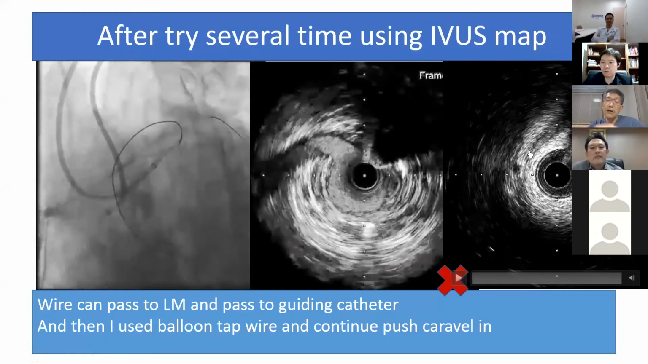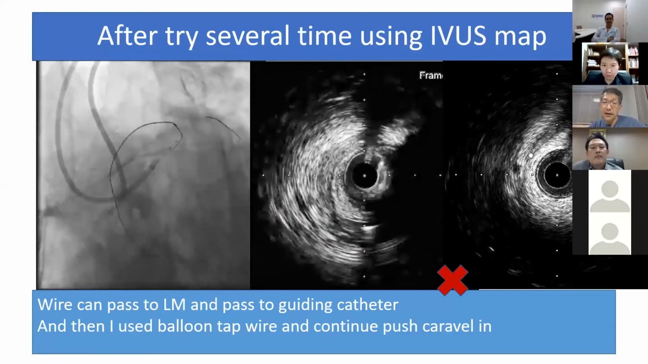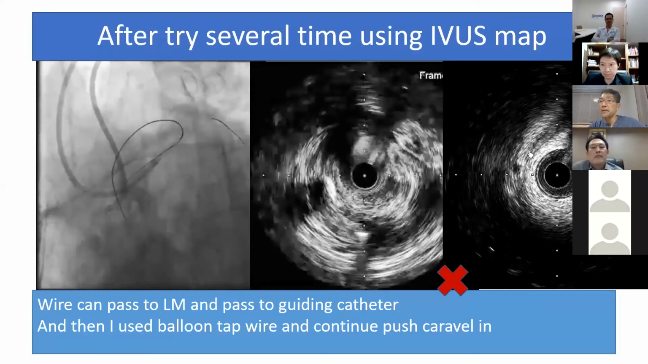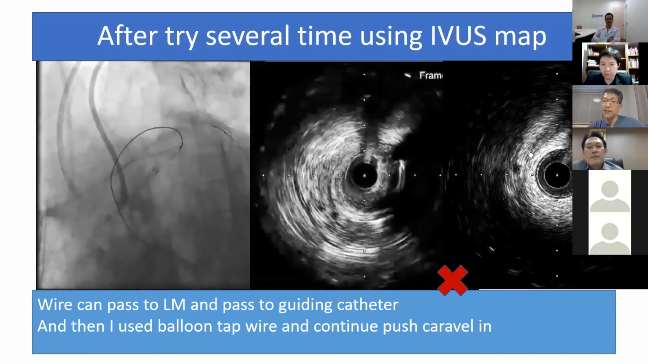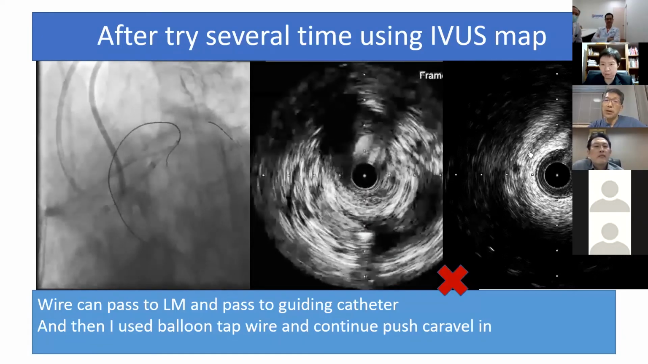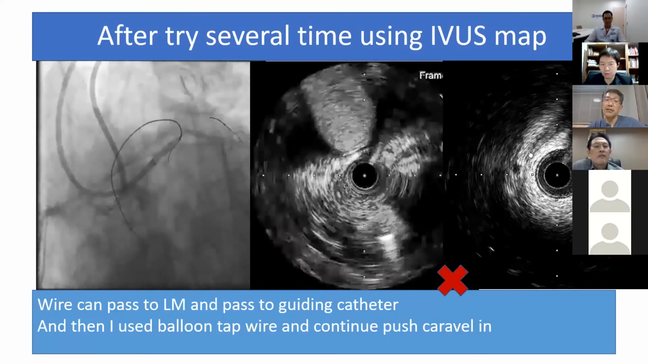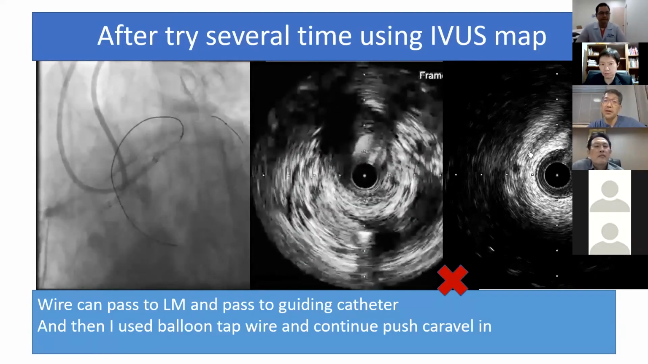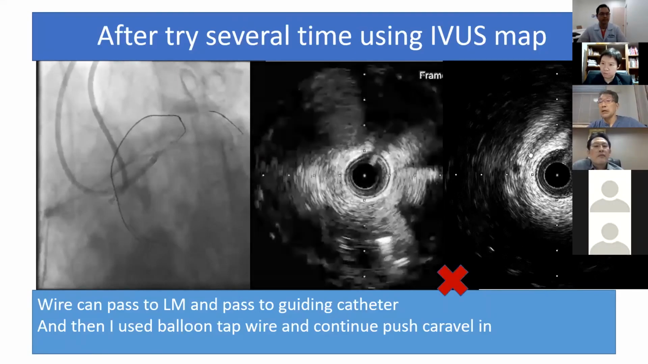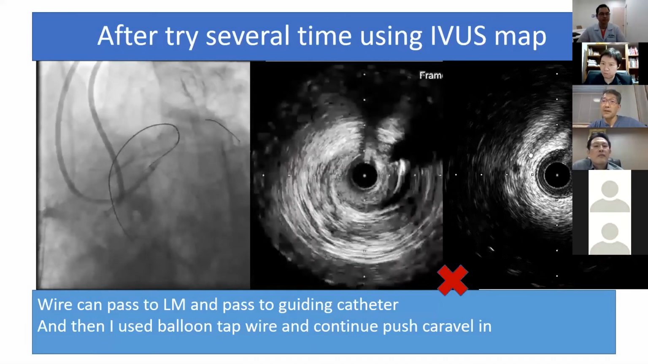So if you can advance the wire from the antegrade, maybe in our image, we cannot see some partition in the left main like this. So maybe you can preserve the circumflex during the procedure.